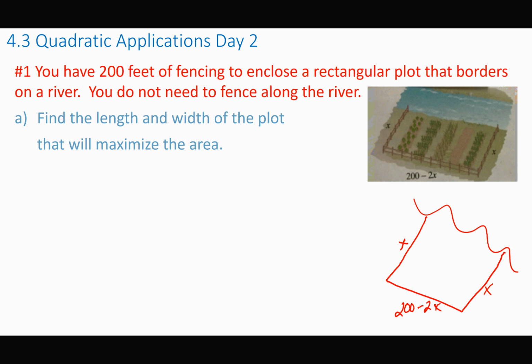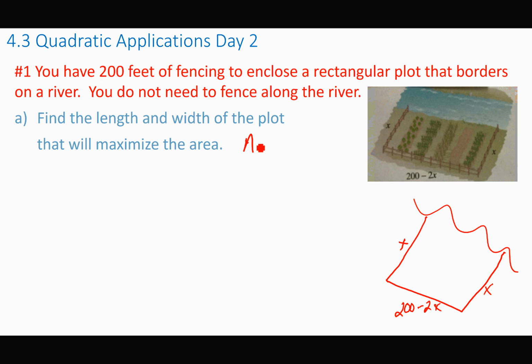Okay, so let's get started here on number 1. I'm not going to finish number 1. I just want to get you started on this one because this one is just like a homework problem that I gave you that you checked here at the start of class. It says you have 200 feet of fencing to enclose a rectangular plot that borders on a river. You do not need to fence along the river. A says find the length and width of the plot that will maximize the area.